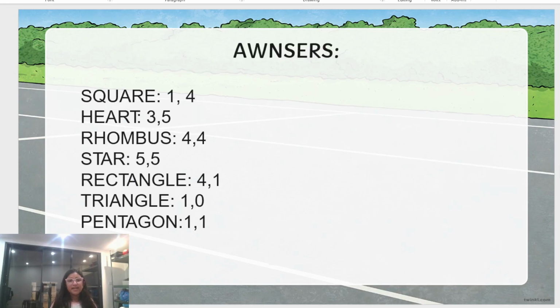The answers. The square is 1, 4. The heart is 3, 5 like we discussed. The rhombus is 4, 4. And the star is 5, 5. The rectangle 4, 1. The triangle 1, 0. And the pentagon 1, 1.